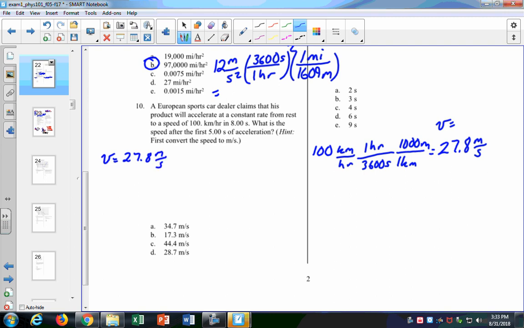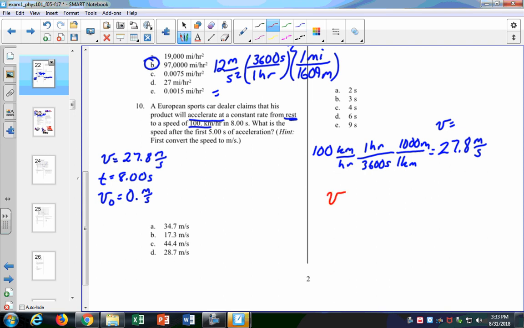It accelerates at a constant rate. That's my speed. The time that it takes is 8.00 seconds. Oh, it's at rest, so that tells me what my V naught is. It's 0 meters per second. And then I want to know what is the speed after the first 5 seconds. So 2 steps here. First of all, I need to find the acceleration. Hold on, let me not get ahead of myself.